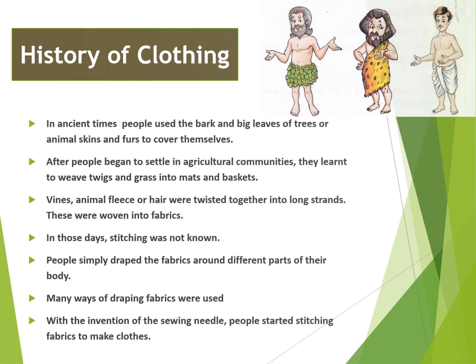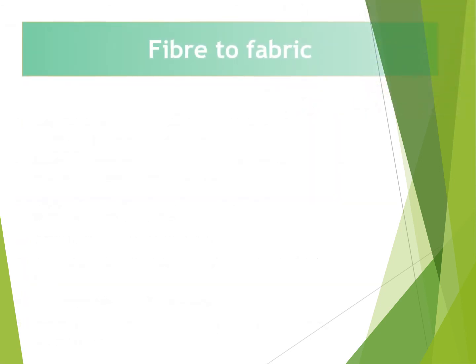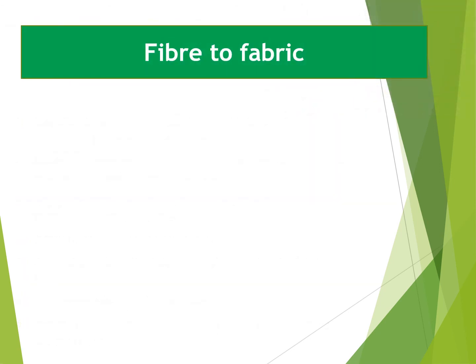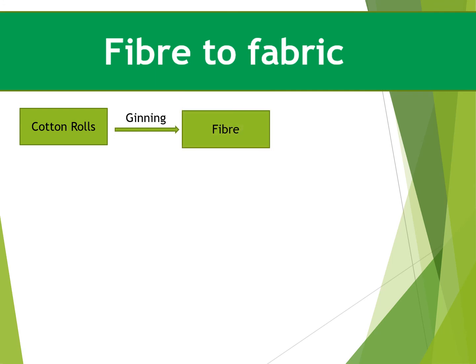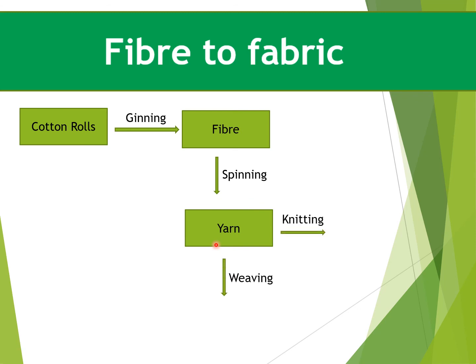So students, that is how fiber is converted to fabric. First of all, ginning is done on cotton balls and fiber is produced. Then spinning is done on fibers and yarn is produced. And from the yarns, fabric is produced through the two processes that are weaving and knitting.